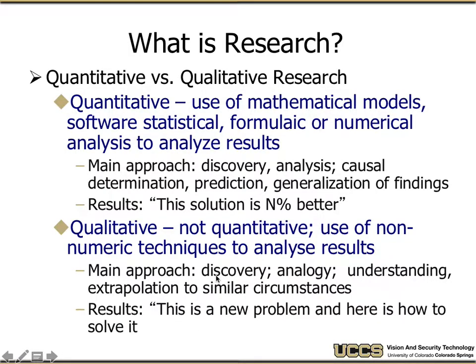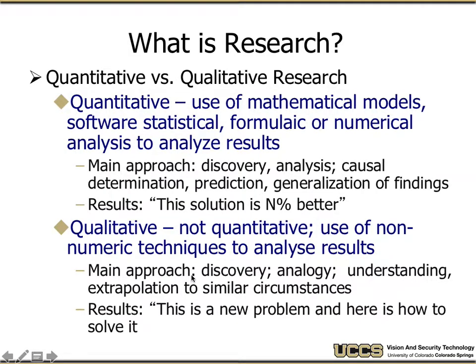Qualitative work tends to use non-numeric techniques to analyze results. Qualitative research is very common in some areas like security policy, not security technology, but security policy, or in software engineering, where there's just no good way to build a simulation of 1,000 programmers programming and see how well it really works. Because in fact, what matters most is the personal element, the people element. So you have to work on those things and often come up with qualitative ways.